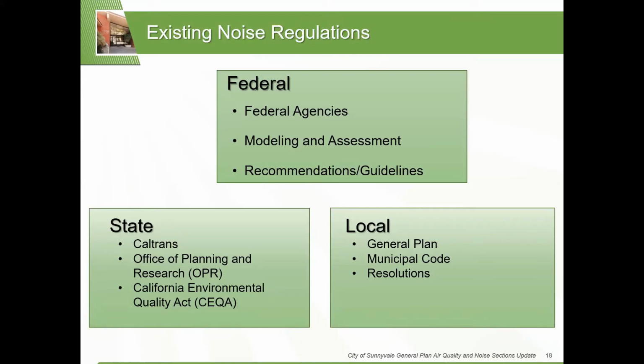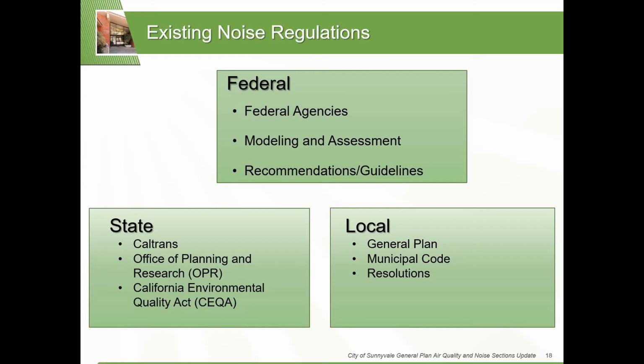The Federal Aviation Administration, FAA, regulates airport noise and requires that public use airports prepare airport land use compatibility plans, which include noise modeling of airport noise contours. Local agencies use these plans to avoid locating sensitive land uses in high noise zones.